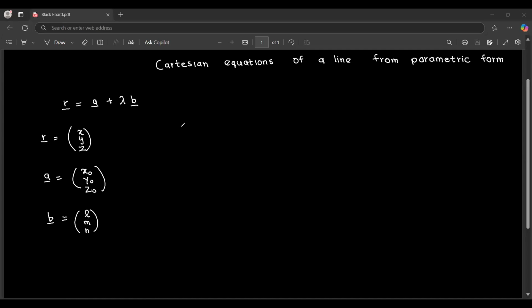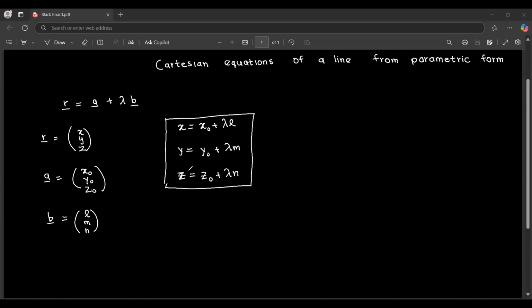Well, in that case, we know x = x₀ + λl, and y = y₀ + λm, and z = z₀ + λn are the parametric equations of this specific line. From this, how can we find the Cartesian equations? We will make lambda the subject.